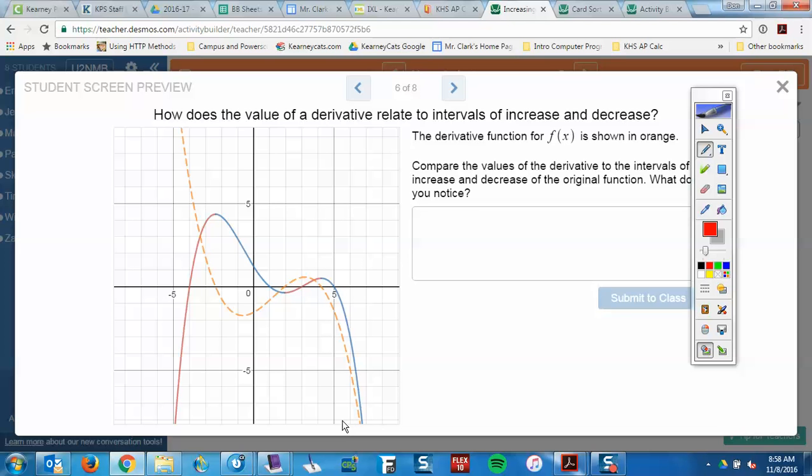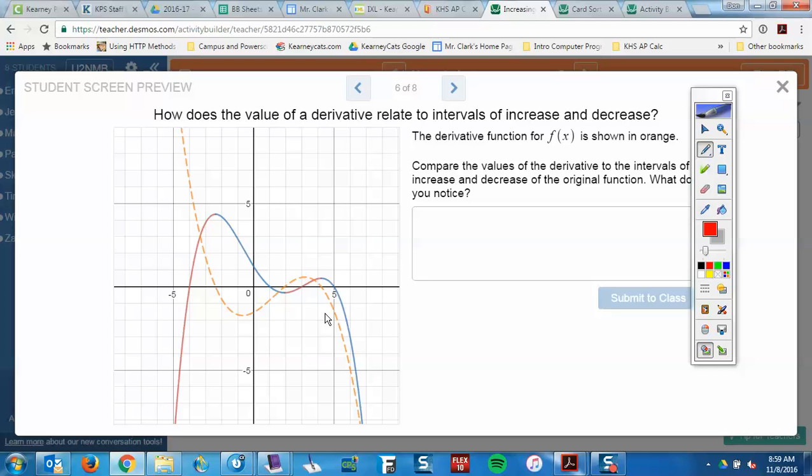See that connection? Okay? Now, I didn't say anything about when the orange graph was going up and down, right? I didn't care about that. I only cared about when F prime was positive or negative. That told me when the F graph was going up or going down.